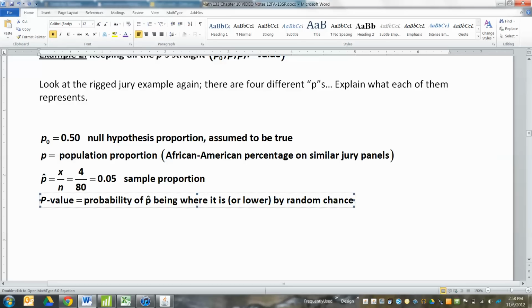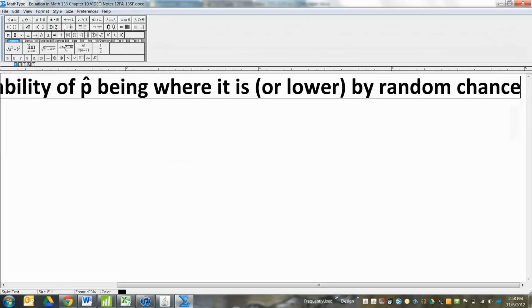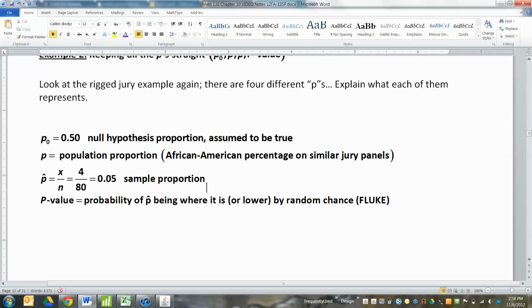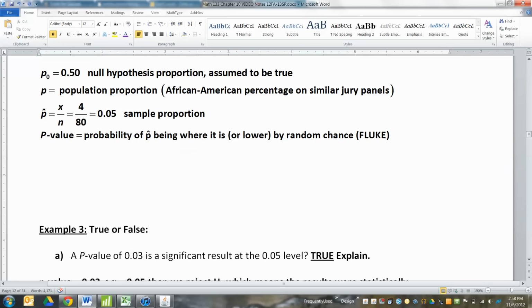And then we have our p-value. That's the probability of it being a fluke. That's the chances that this was 5% just by accident, just because. So it's the probability of p hat being where it is by random chance, i.e. fluke, right? What are the chances just by accident? We ended up with 5% that day, but it was still fair, right? That's what the p-value is.